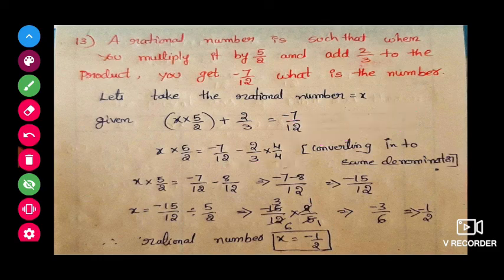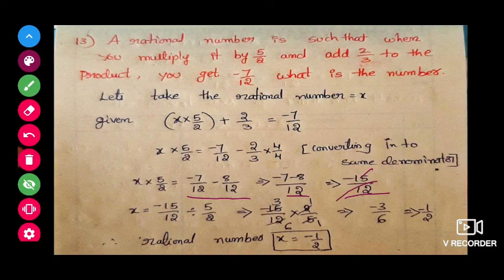So 7 by 12 minus 2 by 3 into 4 by 4. In the next step, we will get minus 7 by 12 minus 8 by 12. Now we have the same denominator, so we write it once, and the numerators are minus 7 minus 8. So we will get minus 15 by 12. Here we can do cancellation, children, with the 3 table, but I kept it like that. Even if you want, you can do the cancellation and proceed.